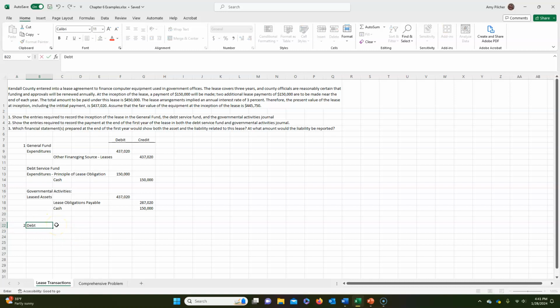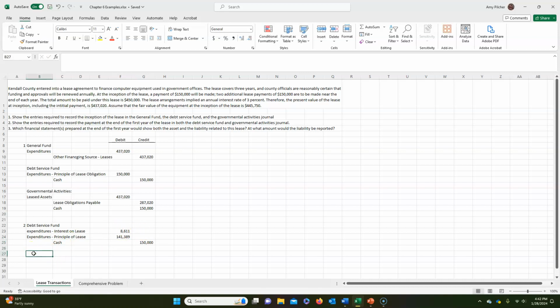So in the debt service fund, we're going to have expenditures, interest on lease, and expenditures, principal, of lease, and then a debit cash. So we have the total payment is $150,000, and then remembering that we have our payment divided into interest and the principal amount.